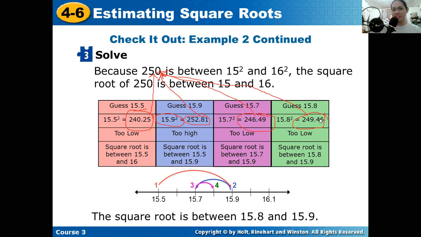Okay, so meaning to say the square root is between 15.8 and 15.9. I hope you got it. Why is it 15.8 and 15.9? We pick 15.8 since it's closer to 250. And of course, 15.9, because though it's far from 250, it's closer compared to 16, right? If you try to square 16, that's too far already from 250. So we use 15.8 and 15.9. I hope you got it.